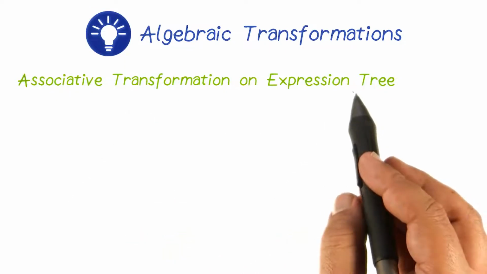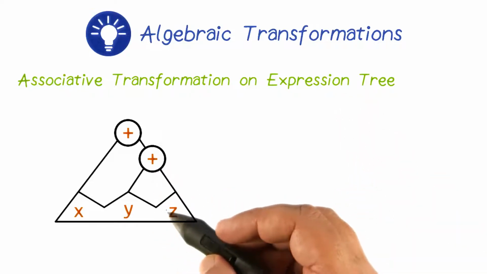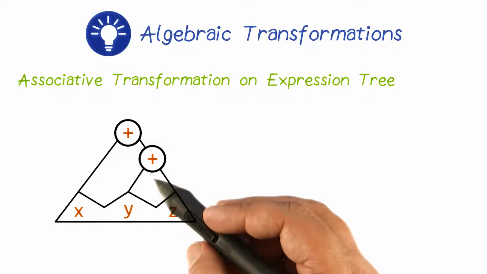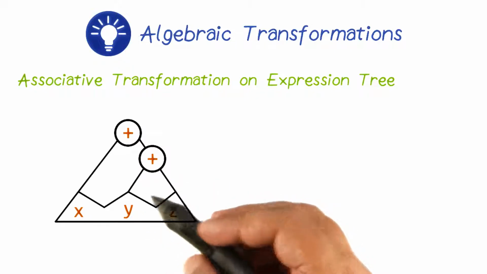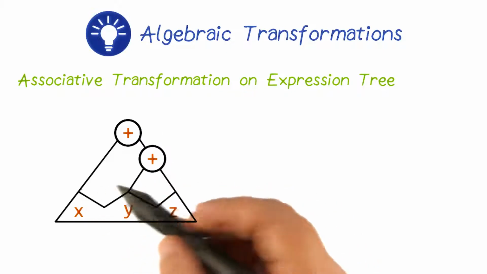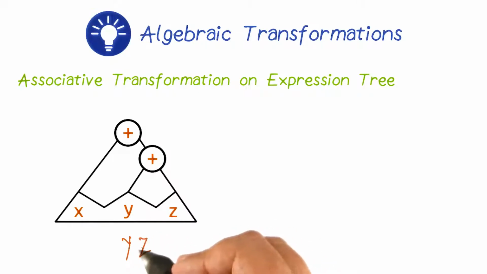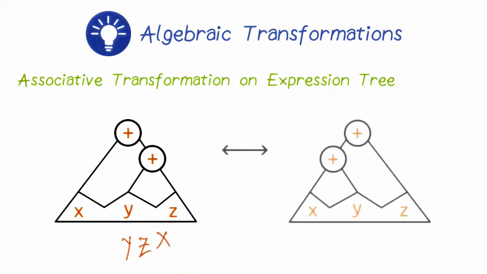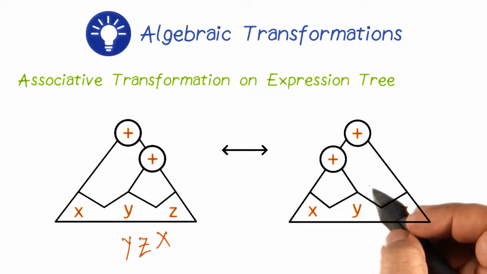Now, the second transformation that we have here is the associative transformation, and for this we use the associative property, which is for this particular tree. What is going on is that in this tree, y is being added to z first, and then x is being added. So the access sequence for this tree is y followed by z followed by x. But what we did here was flip the order of evaluation.